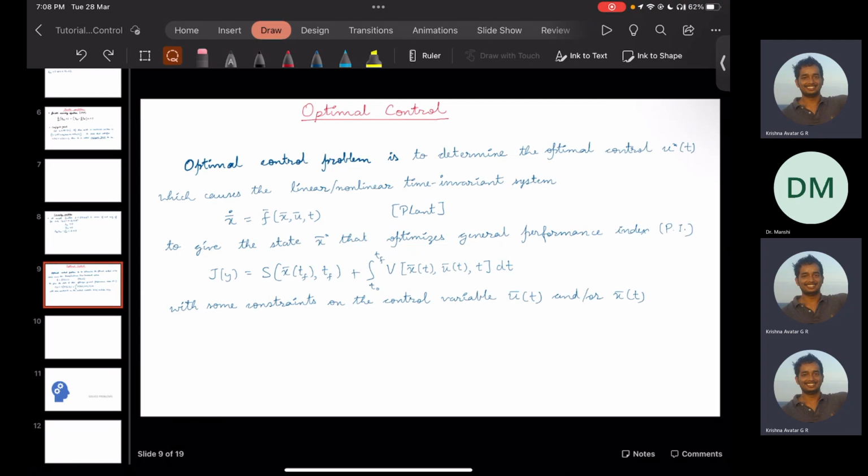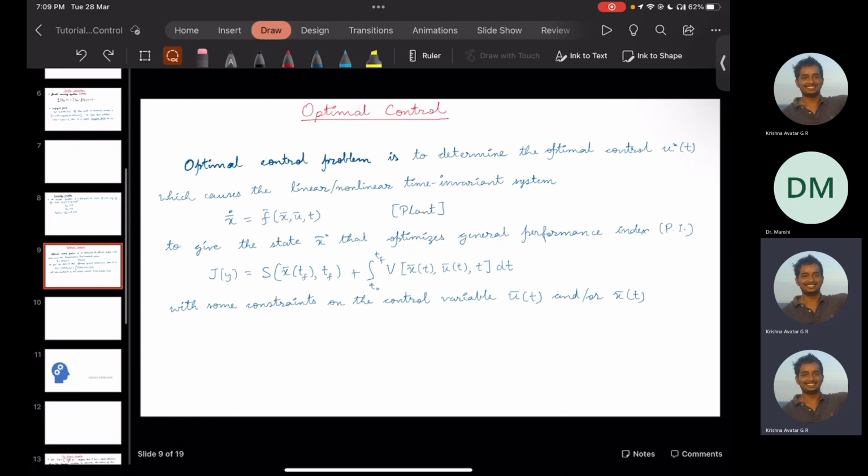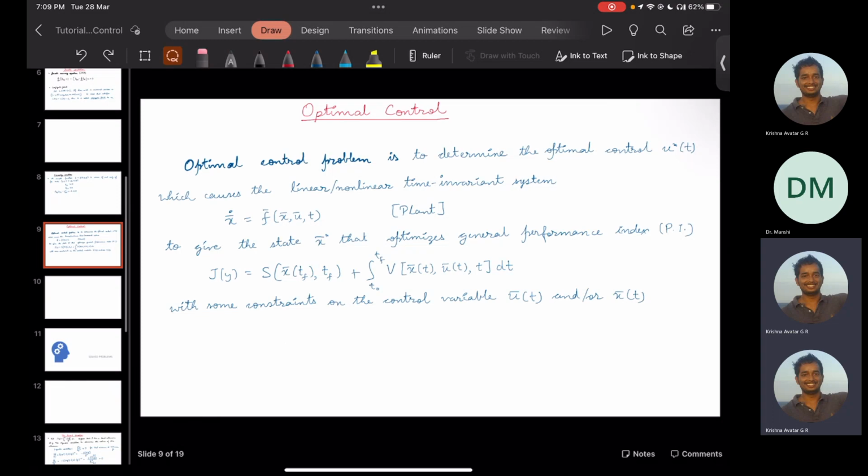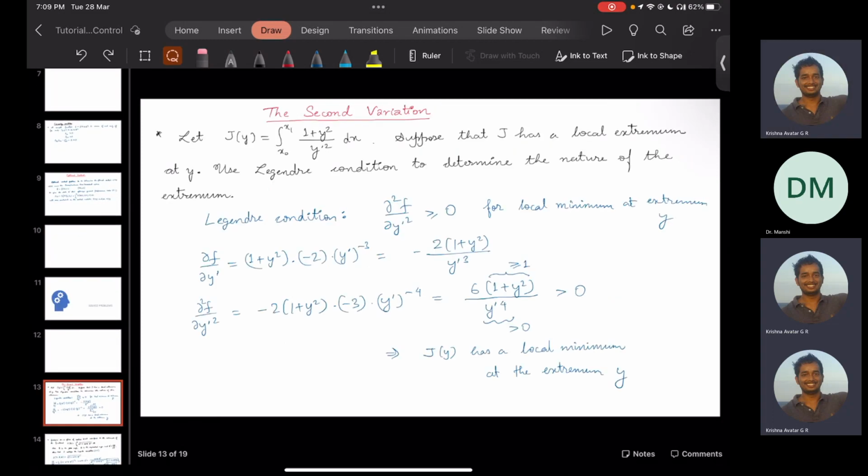Now we should begin solving some problems. So at first we'll review two questions from the previous session, both of which are based on second variation. The first question says: let J of y be equal to the integral from x0 to x1 of (1 plus y squared) by (1 plus y prime squared) dx. Mind you, I had already solved this in the previous session. Suppose that J has a local extremum at y. Use the Legendre condition to determine the nature of the extremum.